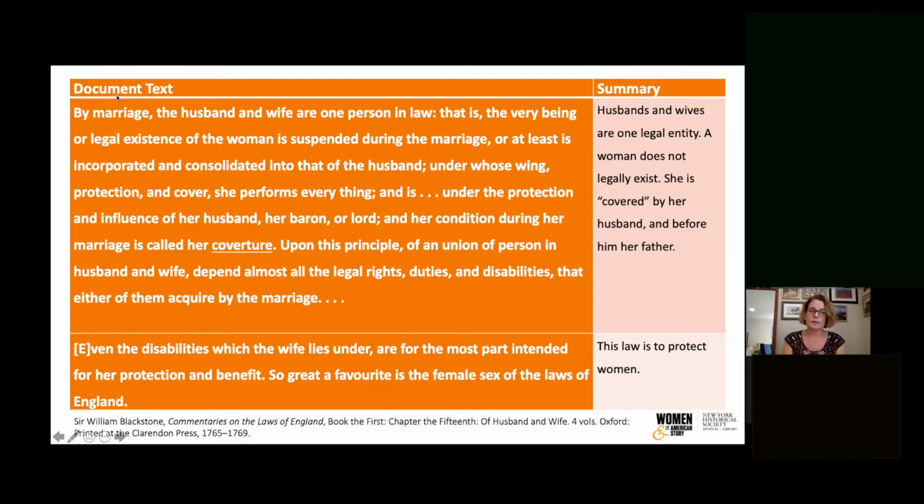Even the disabilities which the wife lies under are for the most part intended for her protection and benefit. So great a favorite is the female sex of the laws of England. Ooh, boy.